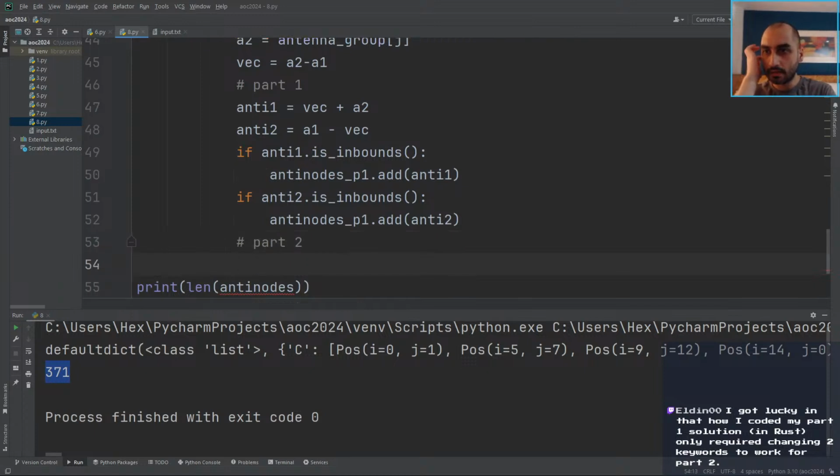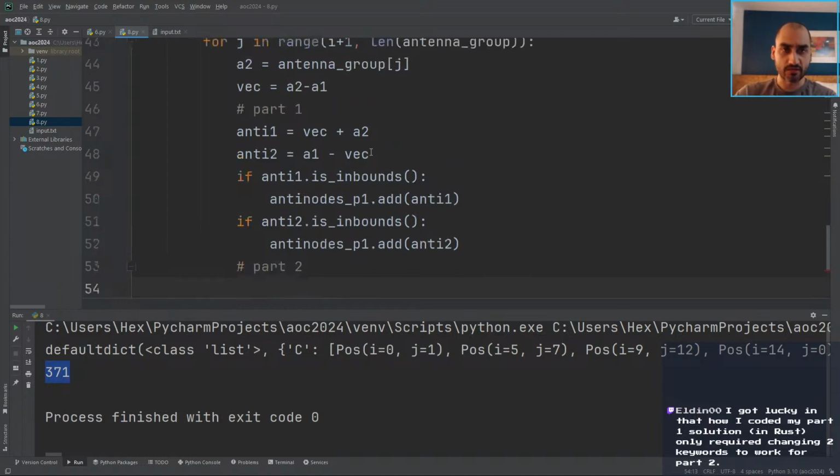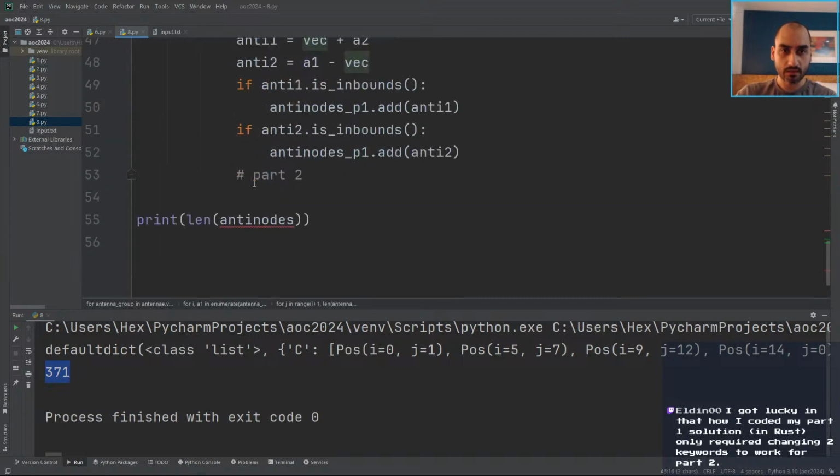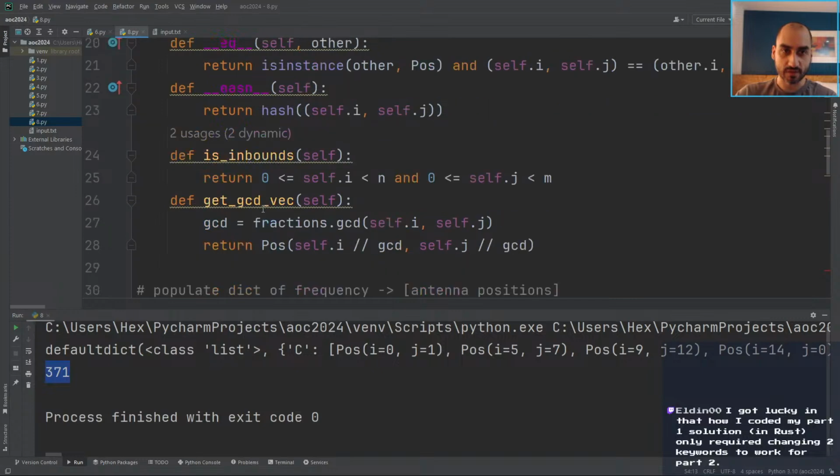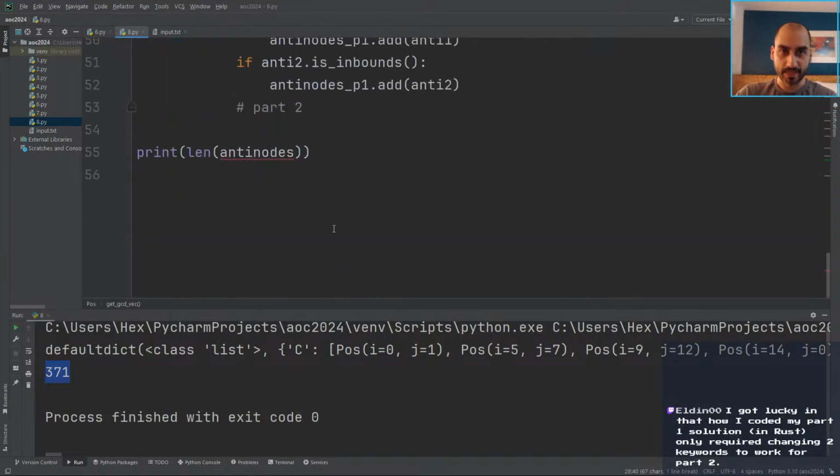I got lucky in how I coded my part 1 solution in Rust, only required changing 2 keywords to work for part 2. Yeah, it seems like the change can be very small, really, depending on how you've coded this. I mean, with vec, I could pretty much do the next bit with a one-liner. I'm not going to, but it would just have to include that baked into the logic.